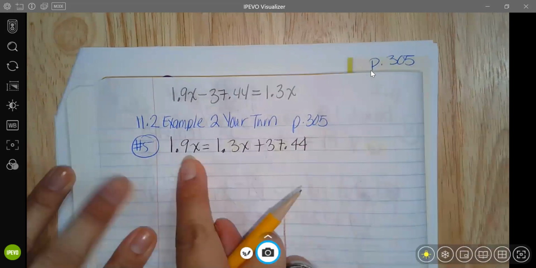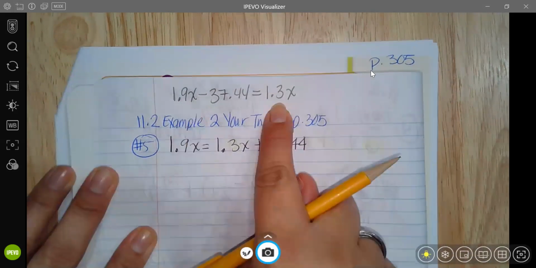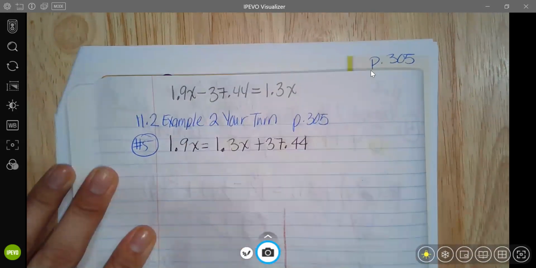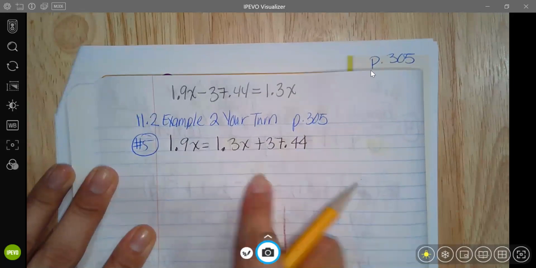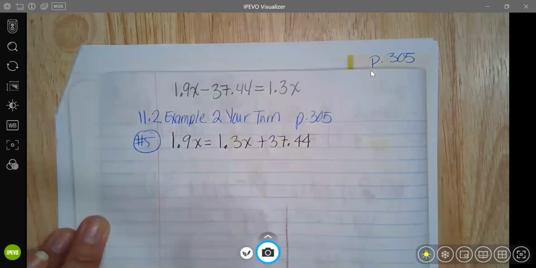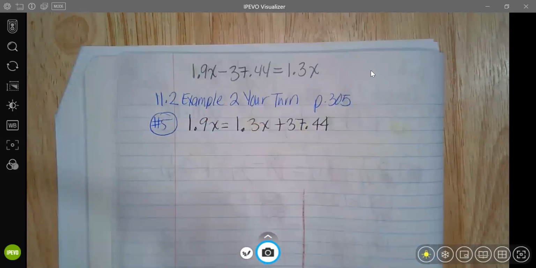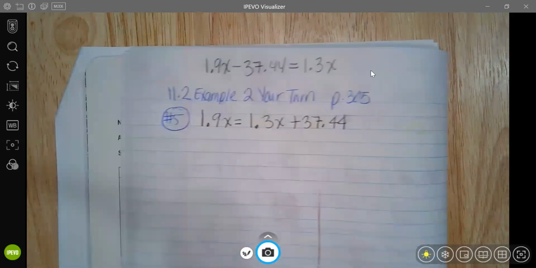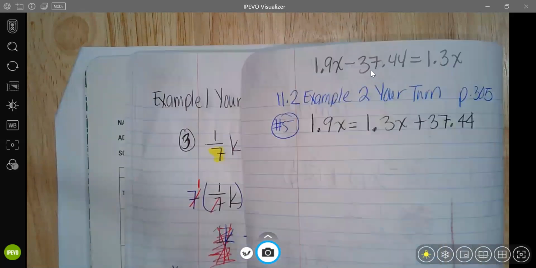So if you have your equation like this, awesome. You probably saw a lot of negatives at the end, but you can also rewrite it this way, and we're going to continue with this equation. So this answers that first part of going to the equation part. So this would be it. 1.9x equals 1.3x plus 37.44. So now we're going to solve for x.